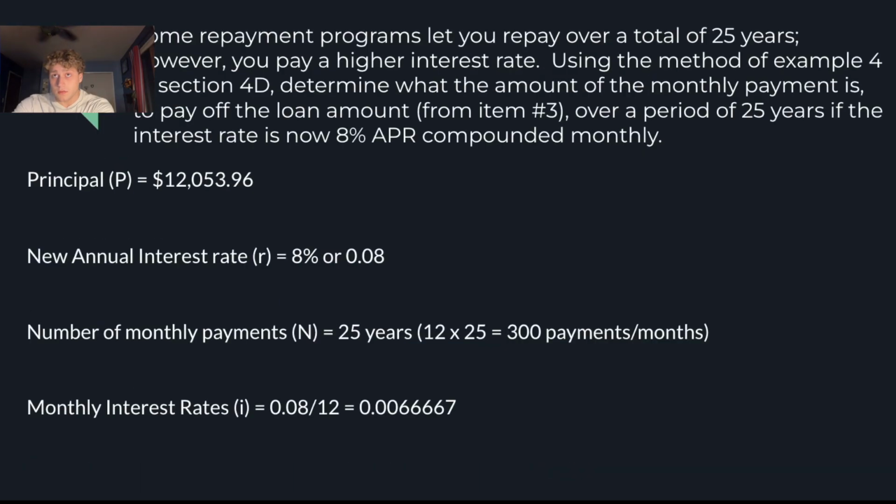So now let's move forward. Some repayment programs let you repay over a total of 25 years. However, you pay a higher interest rate.